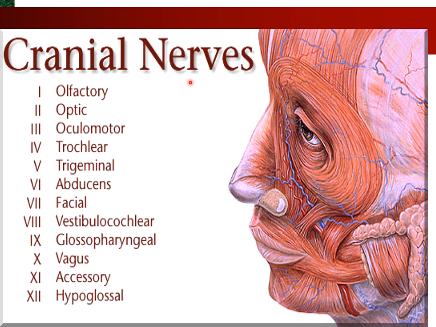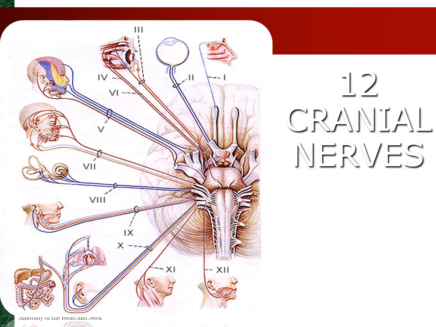There are 12 cranial nerves. They arise from the base of the brain and pass through the foramina at the interior of the skull and supply different parts of the body. Olfactory carries the sensation of smell, optic is for sight, oculomotor, fourth and sixth supply the extraocular muscles. The fifth cranial nerve, the trigeminal nerve, divides into ophthalmic, maxillary and mandibular divisions and gives the sensory supply to the face.